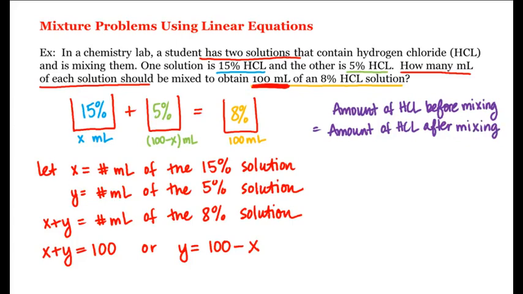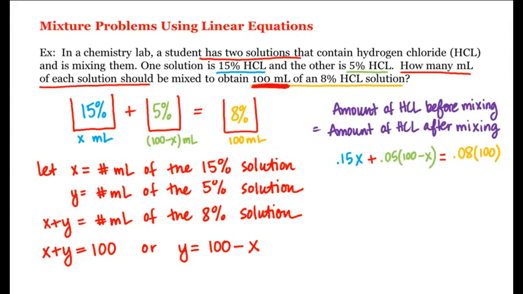Now, what is the amount of hydrogen chloride before mixing? Well, what is the amount of hydrogen chloride in the first solution here? Well, if there's X milliliters of this solution, 15% of which is hydrogen chloride, then the amount of hydrogen chloride in this first solution is 0.15 times X. And then plus the amount of hydrogen chloride in the second solution, which is 0.05 times 100 minus X. And this has to be equal to the amount of hydrogen chloride after mixing, or 0.08 times 100.